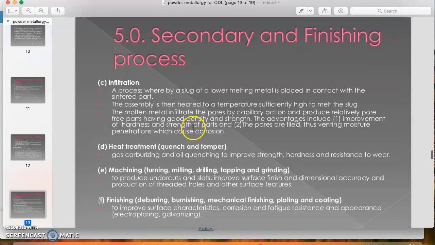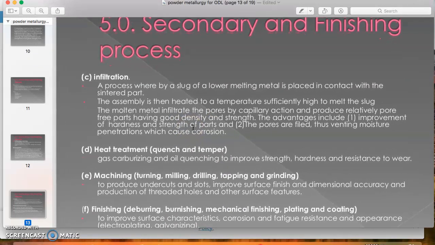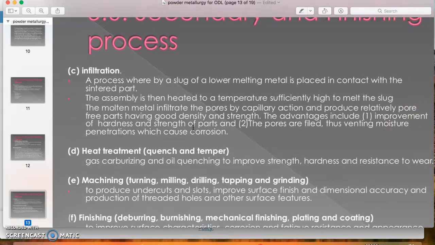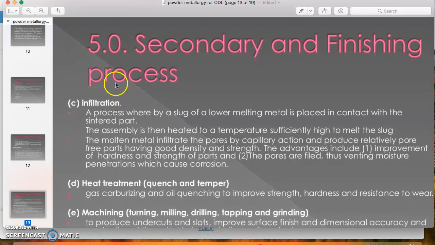Another secondary process is infiltration. Infiltration is also a unique process which we can only apply to the powder metallurgy part, where the porous area is filled with a lower melting metal. It differs from impregnation, where we fill the porous network with oil. For infiltration, the porous network is filled with metal. The metal must have a lower melting point than the powdered part.